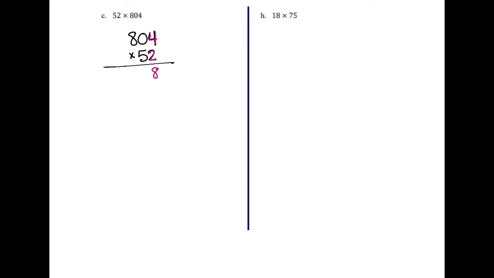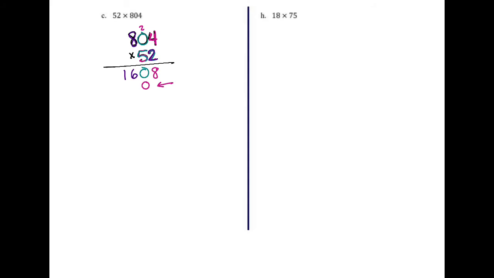So we're going to go 2 times 4 is 8. You always start with the ones place. And now 2 times 0 is 0. 2 times 8 is 16. Okay, so now I'm going to stick with the same colors on the 5. So 5 times 4 is 20. Now remember, we're going to move it over one column. So the 0 goes there and the 2 carries.